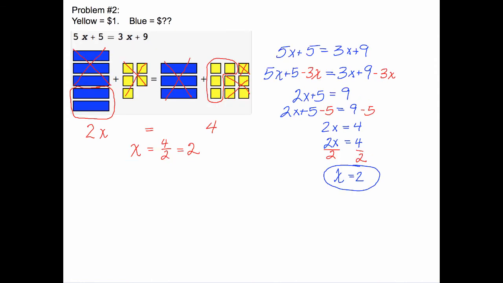Second problem, problem number 2. We crossed off 3 x's from each side and 5 1's from each side. And we were left with 2 x's left over here and 4 1's over here. That's 2x equals 4, or x equals 2. And here you can take a look at the algebraic solution. And this concludes the video.